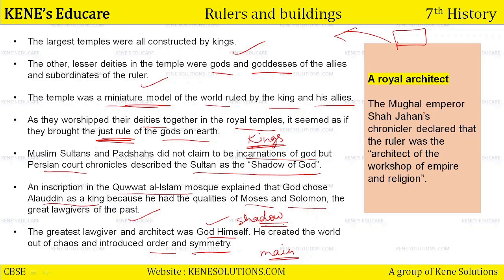Now here's some information about the royal architect. The Mughal Emperor Shah Jahan's chronicler declared that the ruler was the architect of the workshop of empire and religion. If you want to read about the empire, if you want to know about the religion, you should see the architecture of Shah Jahan, because he is the architect of the workshop of empire and religion. Okay, so this was the greatest of great praise for any king with regard to the buildings and the architectural style. He ordered so.